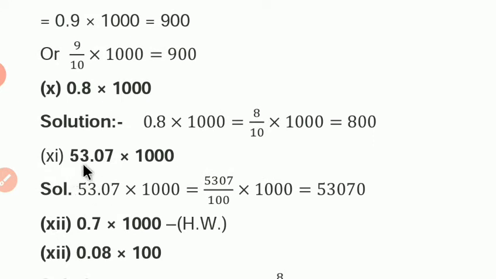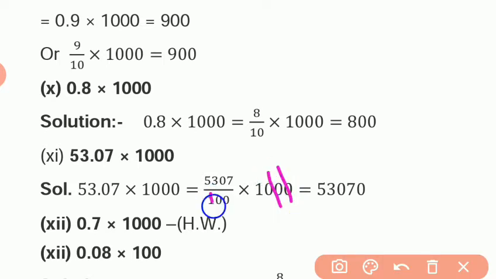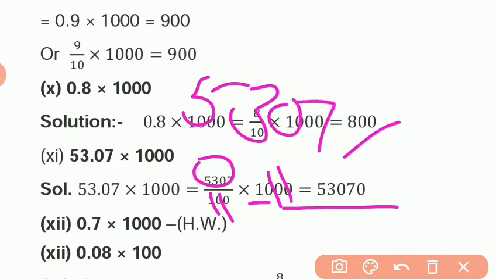11th one, 53.07 into 1000. Now you can see here in this question, after the decimal, how many digits are there? 1, 2. So if we remove the decimal, we will get 2 zeros in the denominator. And if we divide this, you can see that 2 zeros are cut by 2 zeros of 100. So how many zeros are left? Only 1 zero. So the answer will be 5307 into 10, or 53,070.